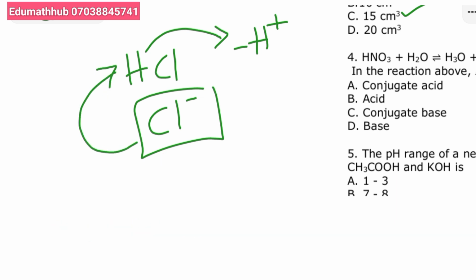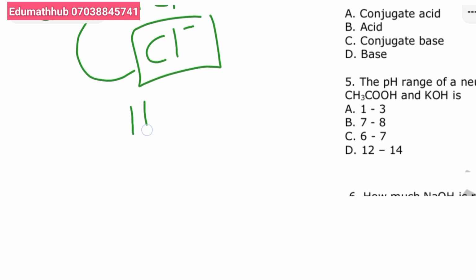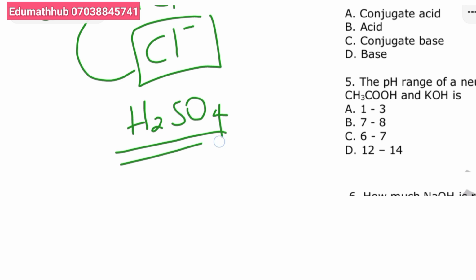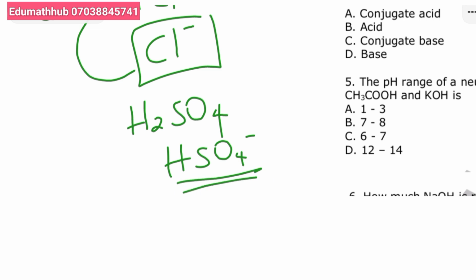You understand? Another one is H2SO4. This H2SO4 is sulfuric acid. Okay, so I'm going to remove one H now. If I remove one H, it's going to be HSO4 minus. This HSO4 minus is the conjugate base of this acid. You understand? So that's how you form conjugate base.